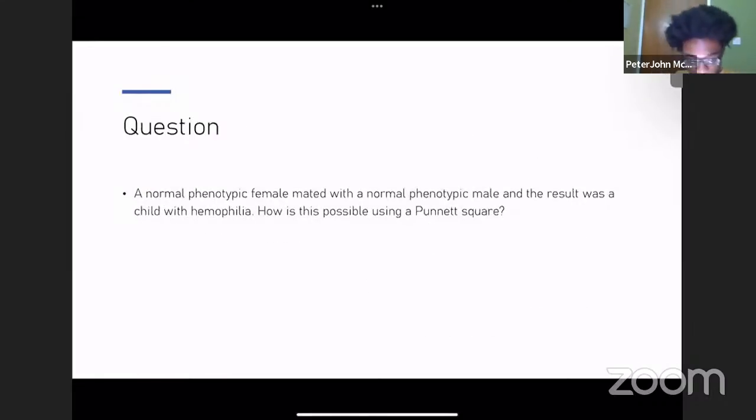A normal phenotypic female mated a normal phenotypic male, and the result was a child with hemophilia. How is this possible using a Punnett square? Remember, I think we did this question already, so I'm going to skip it.